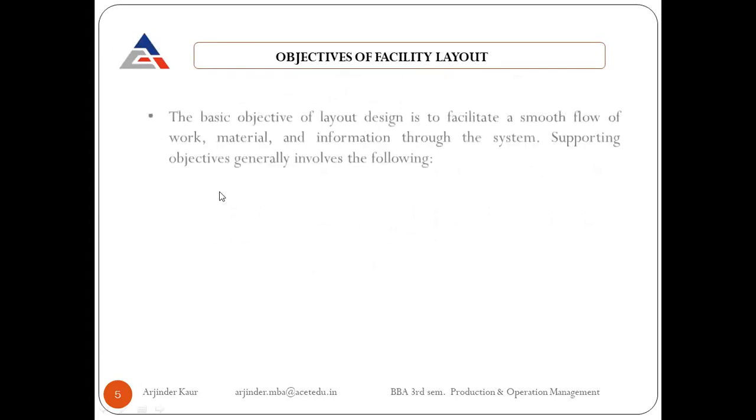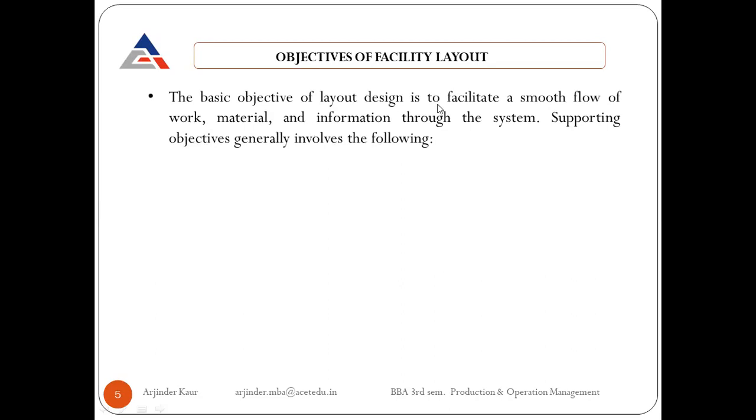Next is the objectives of facility layout. Now the question arises, why do we do this facility layout? What are the purposes we want to achieve through facility layout? So the basic objective of layout design is to facilitate a smooth flow of work, material, and information through the system. So the basic purpose I've already mentioned: this exercise is being done in order to ensure the smooth flow of material, men, as well as the information within the facility.